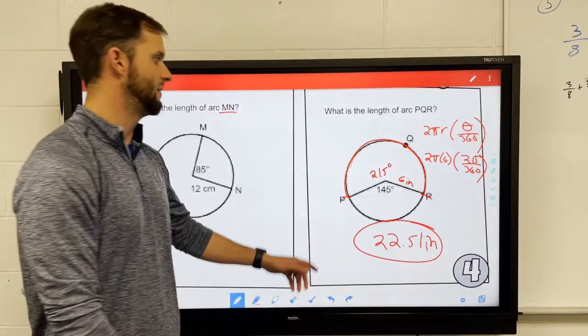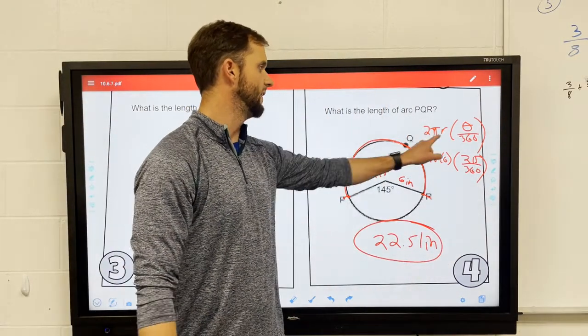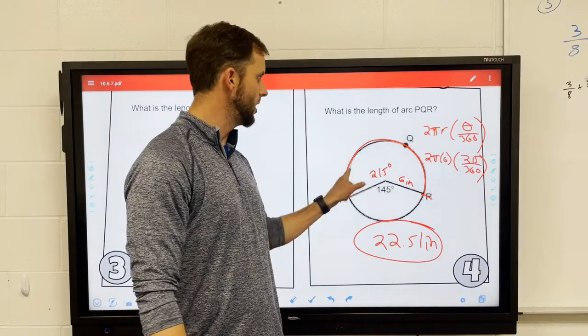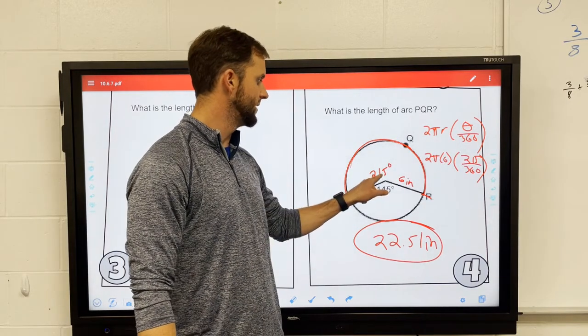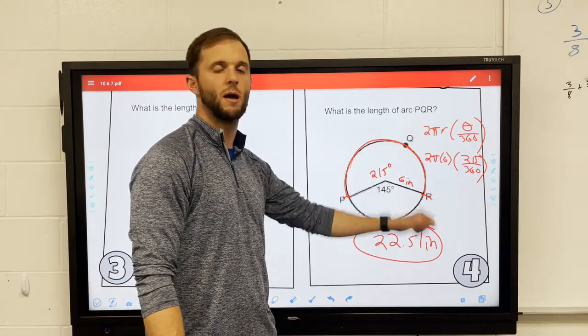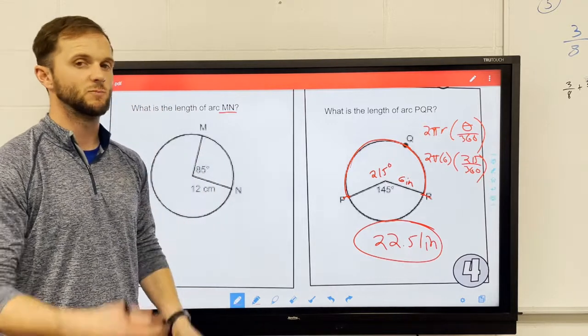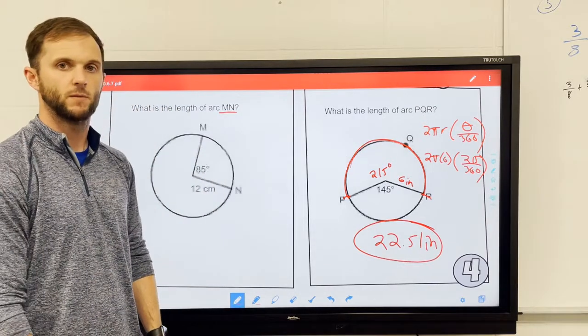So again, I have to find my total circumference, and then I have to multiply it by the ratio of that arc, or that central angle, over the total amount, which is going to be 360 degrees. It's basically just cutting out that piece there, okay?